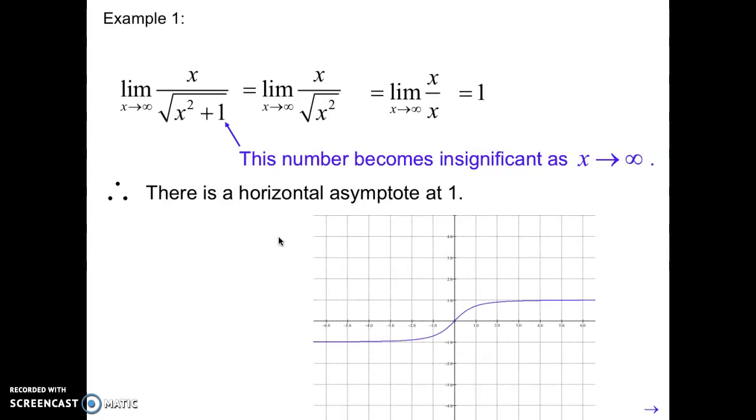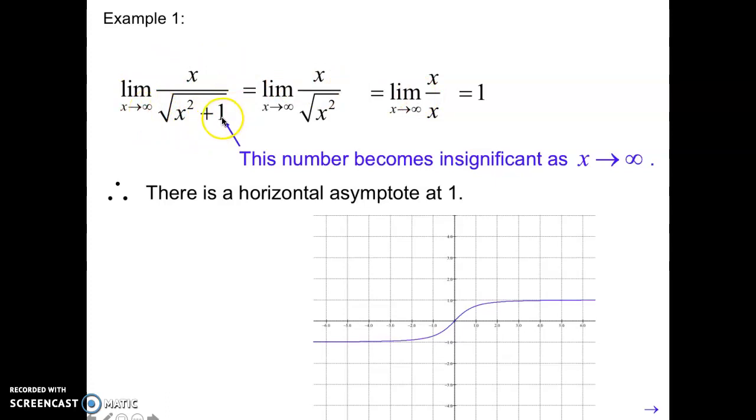Here's the actual function. As x is approaching infinity, so as x gets increasingly larger, notice my targeting value for my output is targeting 1. Now, why does the left tail look like this? I could do this same procedure again using the left tail, putting a negative infinity here.